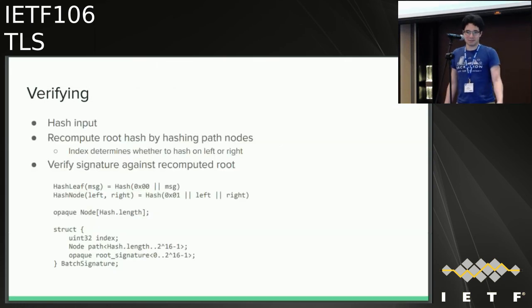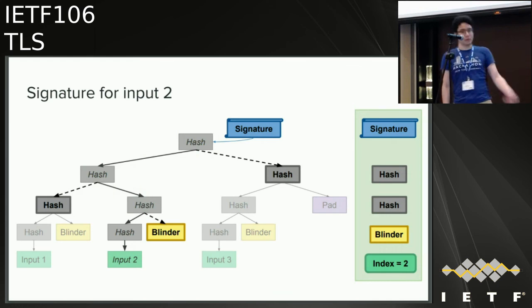To verify, you do the usual Merkle tree verification. You recompute the root hash by hashing the path nodes up. So in this picture, you would start from input 2, compute the hash up there, pick the bottom node in the path, recompute the next level, pick the next node in the path, and recompute the level after that until you get up to the root. Then hopefully that value matches, and you'll find out, because if not, the signature that you got shipped will not verify.